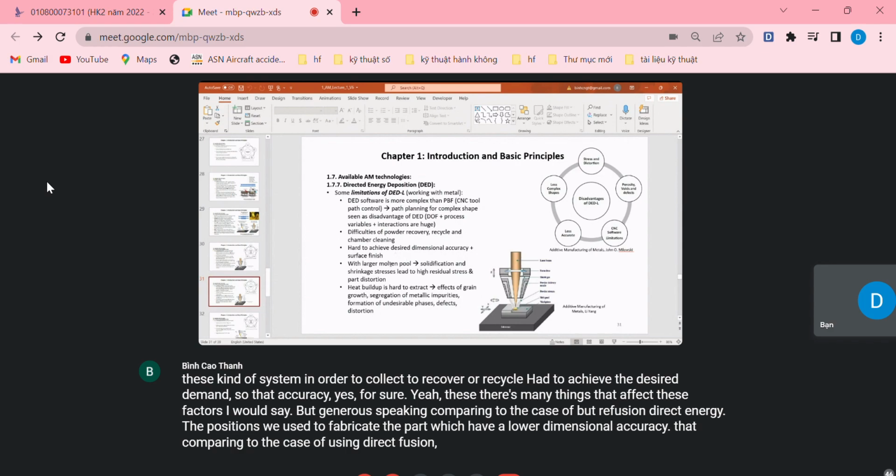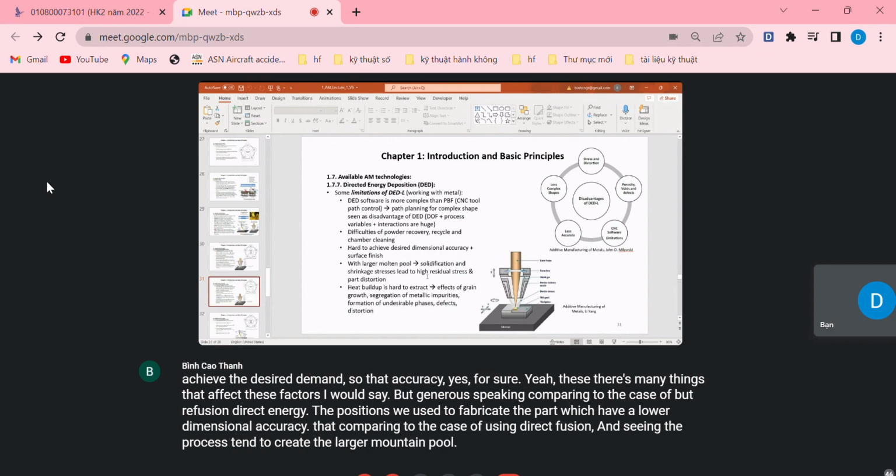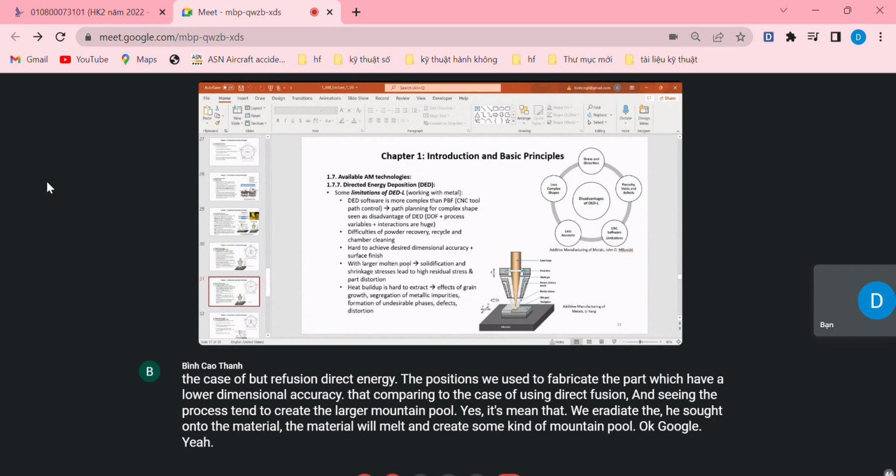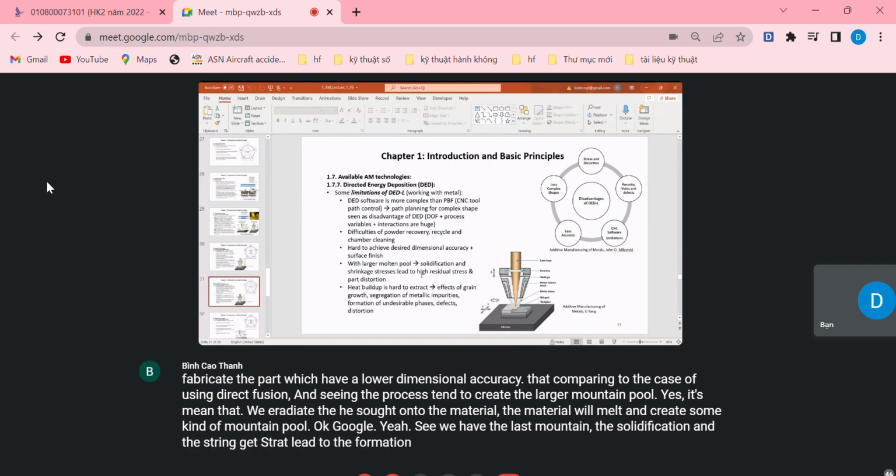And the process tends to create a larger molten pool. It means that we irradiate the heat source onto the material, and the material will melt and create a kind of molten pool, a pool of molten metal. Since we have the large molten pool, the solidification and shrinkage stress lead to the formation of high residual stress and part distortion.